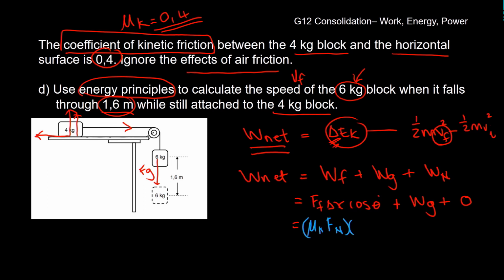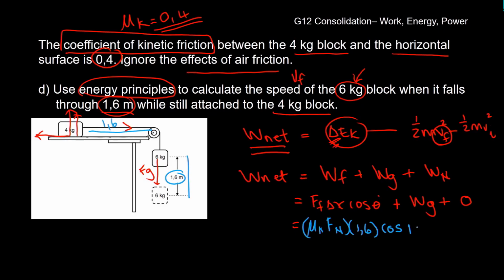Our displacement, delta x, is going to be the same as 1.6, because as the 6 kilogram block moves through that distance, so the 4 kilogram block moves exactly the same distance at the top, because they're connected. So that's going to be 1.6. What about cos theta? The frictional force is working in the opposite direction to the motion, and so it has to be 180 degrees, plus the amount that we've already worked out.